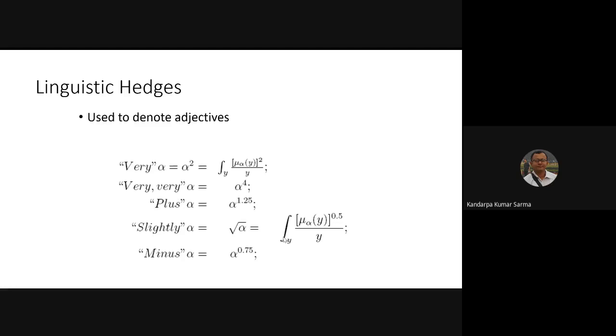Now, if we want to use the linguistic hedges to represent situations like very, very plus, slightly minus, some of the standard definitions given are: for very, mu y by y squared integration of y. Then for very, very, you have an alpha term that takes a value of 4. Then for plus, alpha will take a power of 1.25. And for slightly, you will have the alpha term taking a square root, and for the minus, you will have the power raised to 0.75.